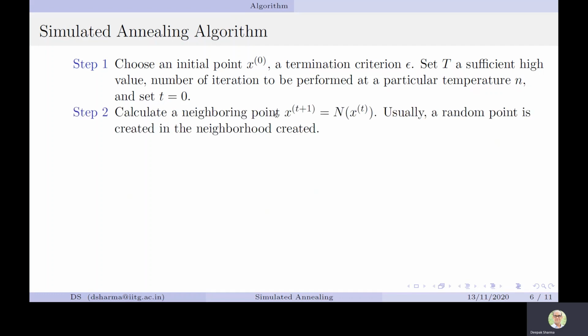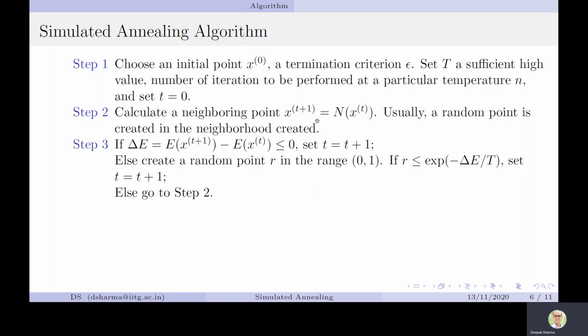First of all, let us calculate the neighborhood point xt+1. This neighborhood point, generally we create randomly, in the neighborhood of xt. So we are perturbing this point randomly, and then we get a new point. As we know, we have to find the function value at the new point and the previous point. In step 3, we will find the delta E value, and we set t equals t plus 1.